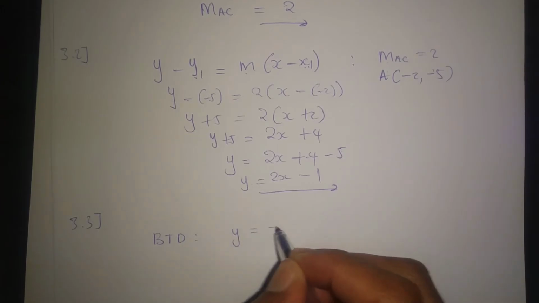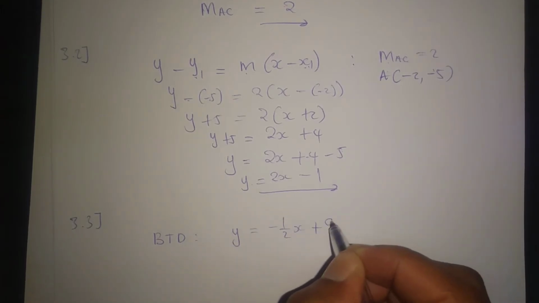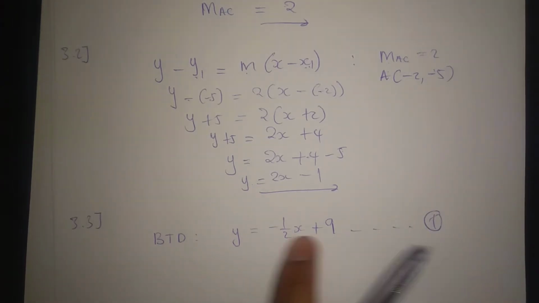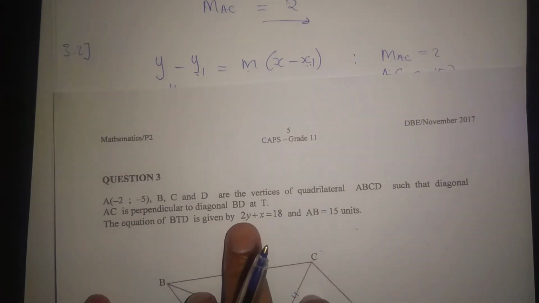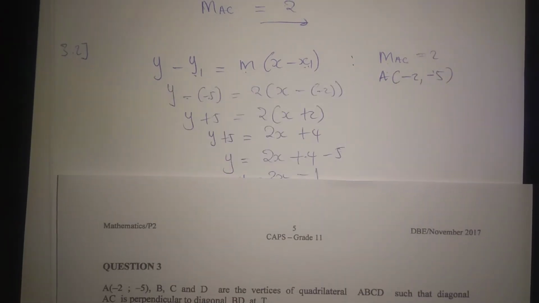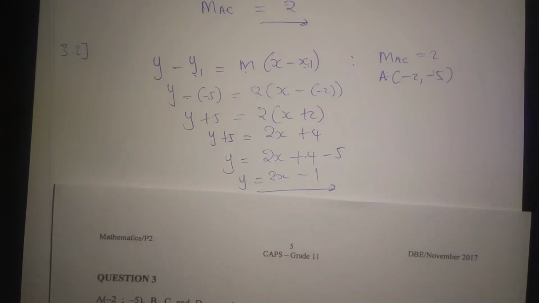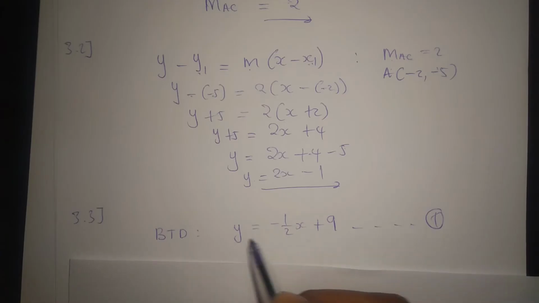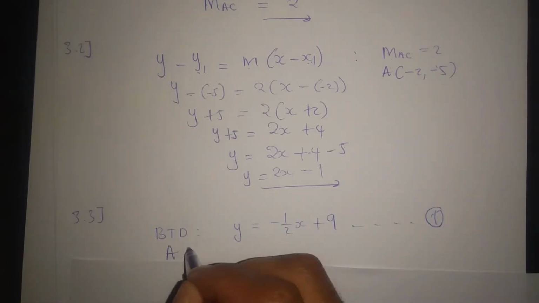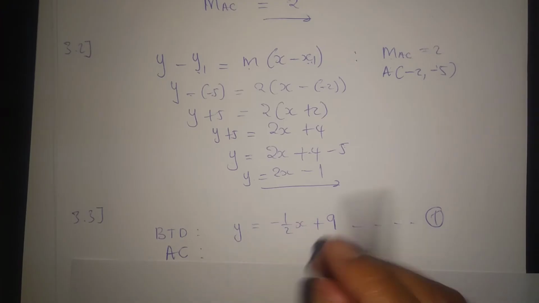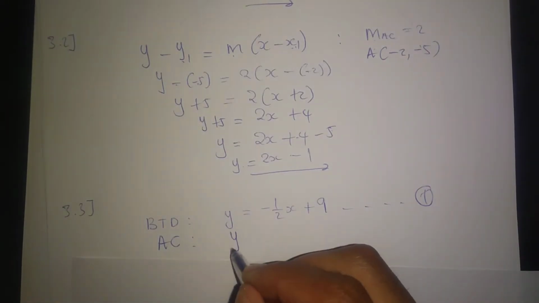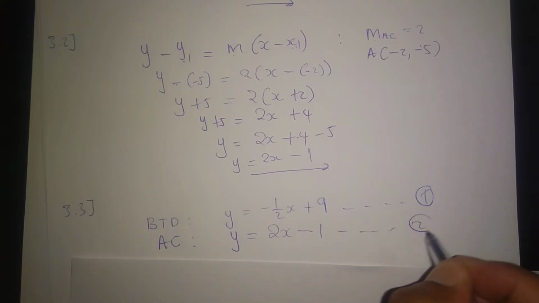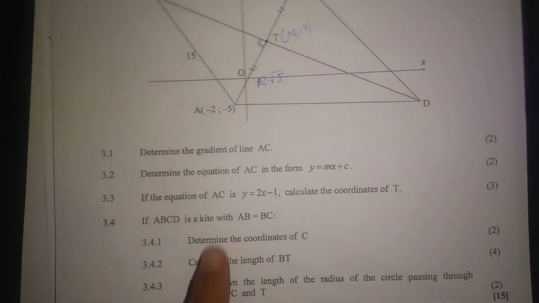The equation of BTD, the simplified version. We have our equation 1 with the simplified version of this equation, you can use it or you can use this one, but it doesn't matter which one you use. I prefer to use the simplified version of BTD because it will make life easier. Now AC, we start to get it, it's 2x minus 1.